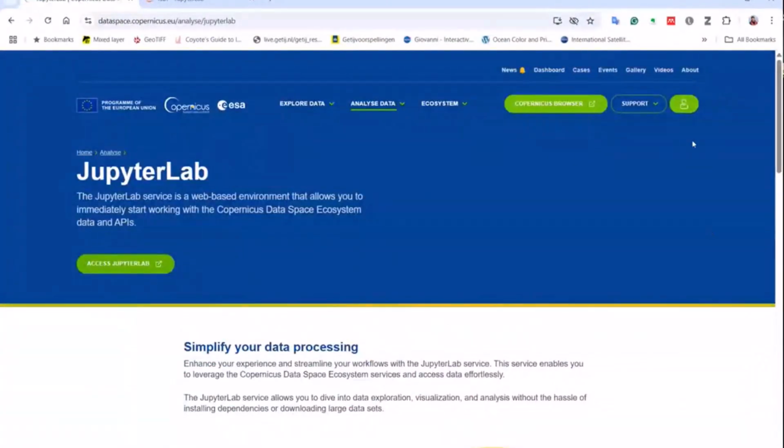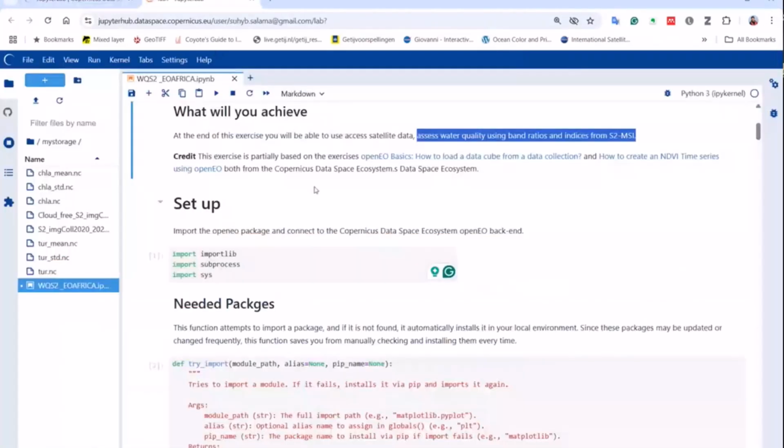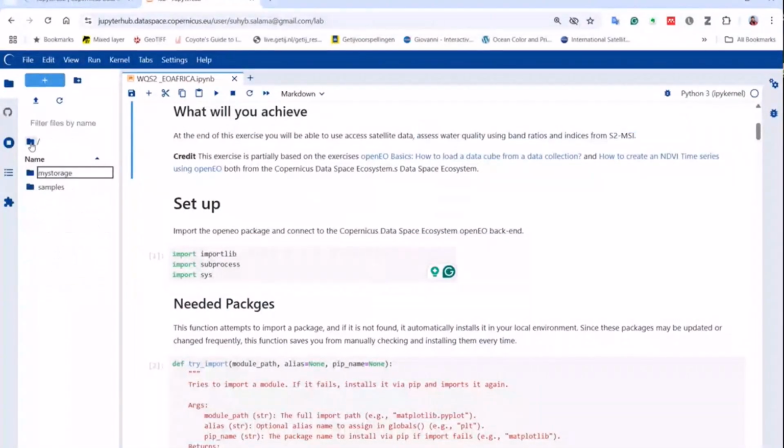You have to go to the data space ecosystem and log in here, where I'm logged in. Then you go to analyze data and to Jupyter Lab, and you can access this Jupyter Lab. Here you will have samples, you have my storage, but you will also have access to these samples. I will click on these samples. You have many samples here, with different approaches and testing different tools. I will be using that.